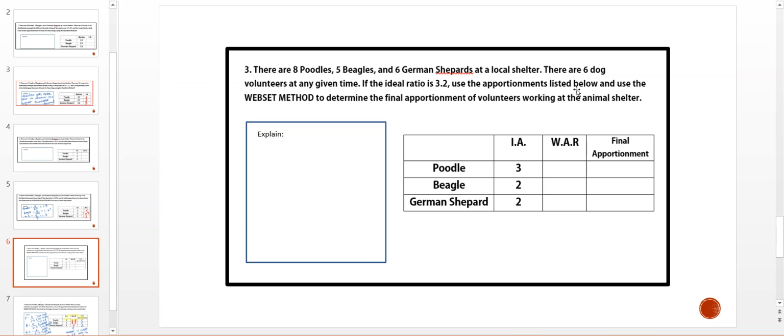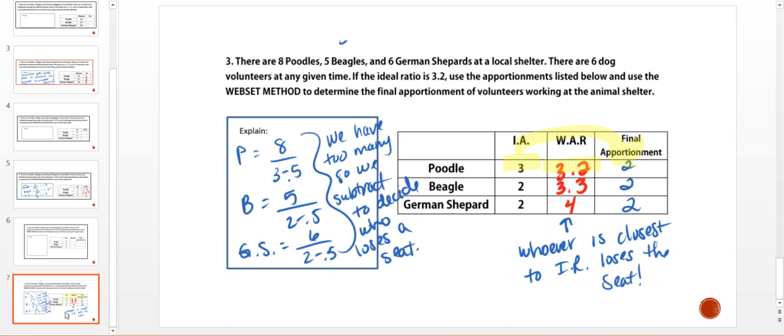That's the class size divided by the initial apportionment minus 0.5 because we have to take back 1 of the dog volunteers. So we would take the 8 poodles, and instead of dividing by 3, we would divide by 2.5. The 5 beagles, instead of dividing by 2, I would divide by 1.5. And the 6 German shepherds, instead of dividing by 2, I would divide by 1.5. So you could see I did that work over here on the side. We have 1 too many, so that's why we use the minus 0.5. We get our new Webster adjusted ratios.